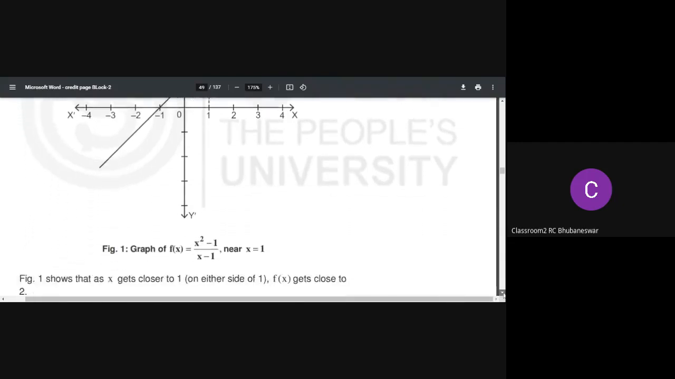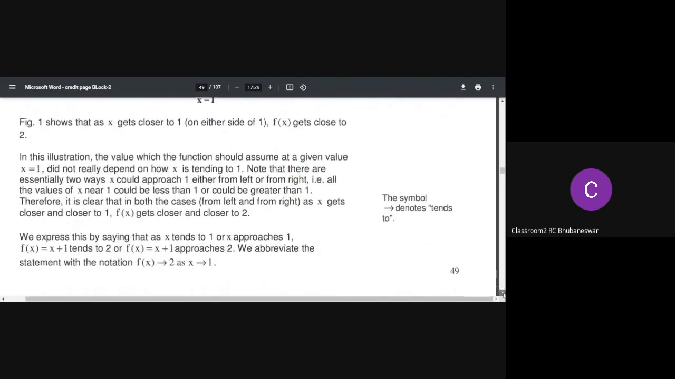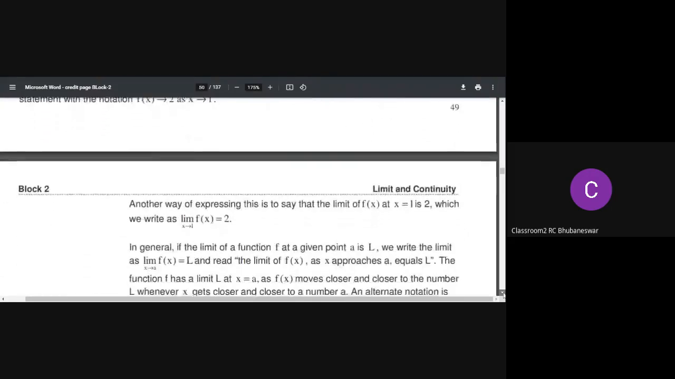And the same has been represented graphically in the picture, and in this picture we can clearly find that when x equal to 1, the value of the function y equal to f of x is exactly 2. So this is the intuitive idea about the definition of limit, and the same idea will help us to develop the basic definition or formal definition of the limit in mathematics.